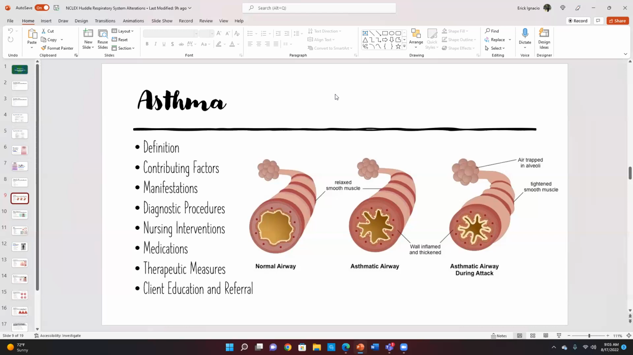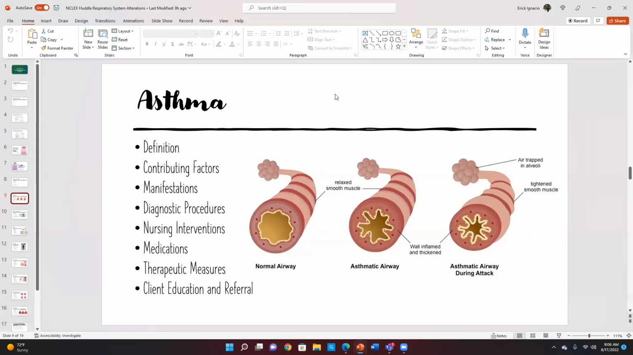Now, other therapeutic measures we can take for the patient that has asthma are going to be respiratory treatments, administering oxygen, and the patient teaching is going to be avoidance of allergens and triggers. So if we know, for example, that little Johnny is allergic to cats, please don't get little Johnny a cat as a pet. They probably need to get a goldfish, right?